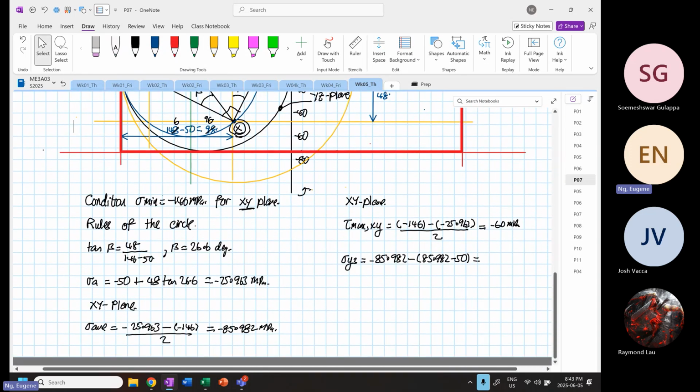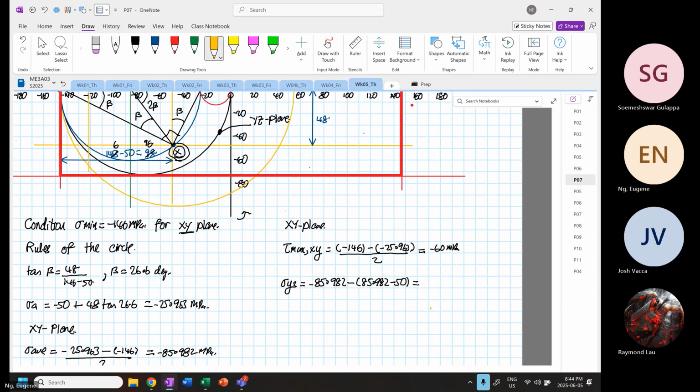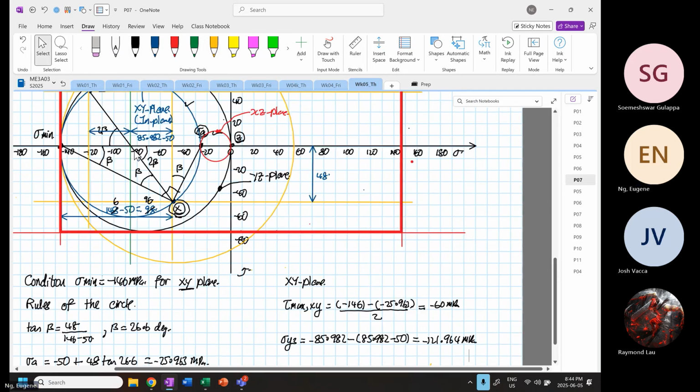So when that's the case, 85.982 minus by 50, and then you have plus by 85.982 is equal to minus 121.964 megapascal. Okay, so this is valid.